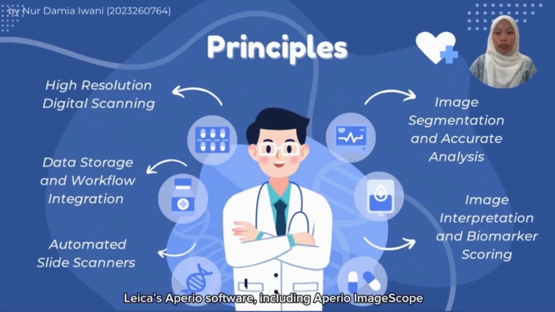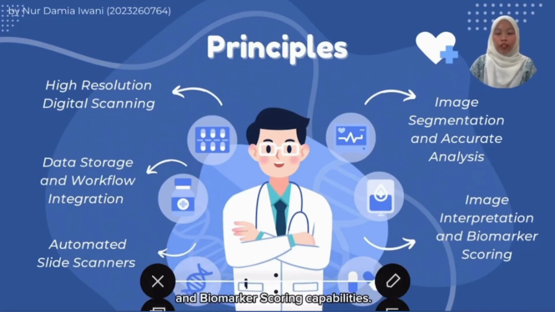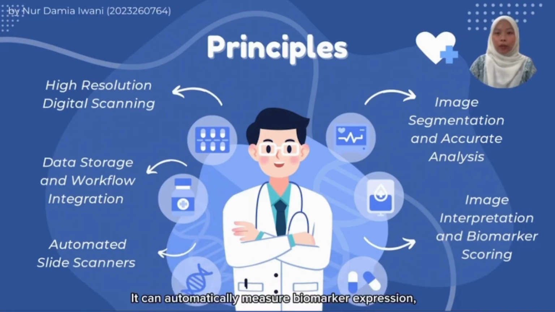Leica's Aperio software, including Aperio ImageScope and Aperio eSlide Manager, provides advanced tools for image analysis. These tools use algorithms to differentiate tissue types, cell structures, and specific biomarkers. Users can adjust parameters to fine-tune the segmentation, allowing for accurate analysis of the image. Finally, the system includes image interpretation and biomarker scoring capability. It can automatically measure biomarker expression, cell counts, and other histological features with customizable algorithms.